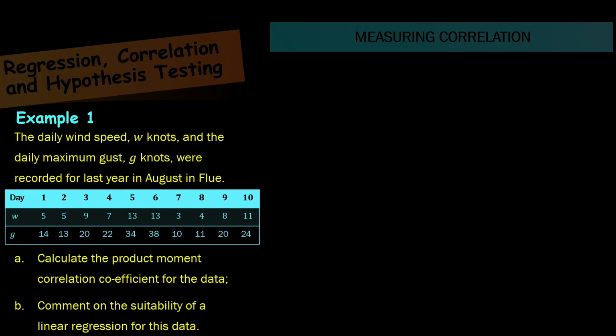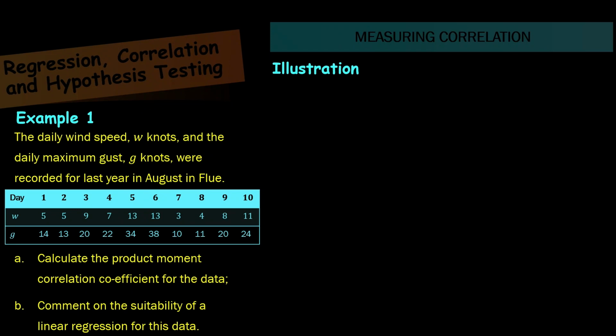The daily wind speed W knots and the daily maximum gust G knots were recorded for last year in August in Flu. The data is shown in the table. We are required to calculate the product moment correlation coefficient for the data and then comment on the suitability of a linear regression for this data.